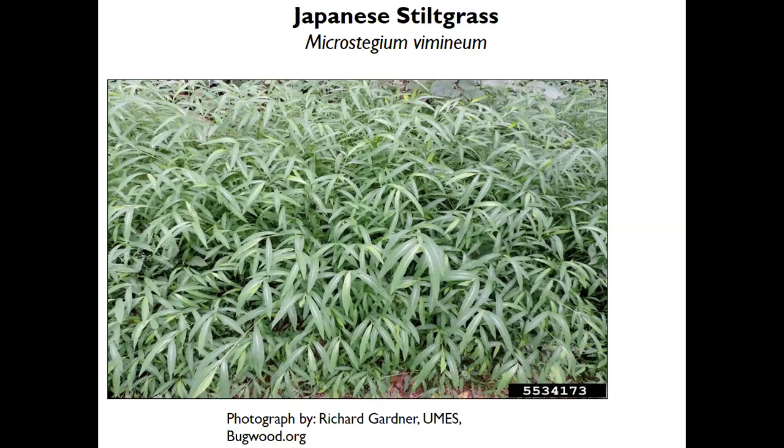It's found a lot in ditches, forest edges, fields, trails. It's shade tolerant. It grows in riparian zones along streams and water banks. It's native to Asia and was introduced into North America sometime around 1920. It was used as a packing material for porcelain, possibly explaining its accidental introduction.